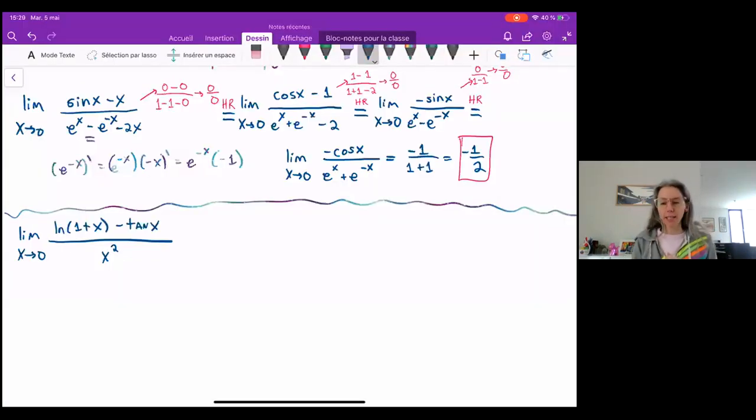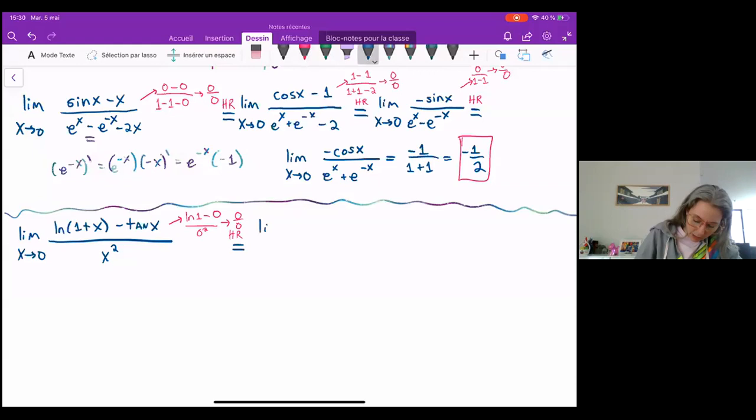Okay, for our next L'Hopital's rule 0 over 0 problem, we're going to do the limit as x approaches 0 of ln of 1 plus x minus tangent x divided by x squared. Same as before, the first thing we want to do is plug in. So I get ln 1 minus tangent of 0 over 0 squared, where guess what? Ln of 1 is also 0. So I do end up with 0 over 0. So I'm going to apply L'Hopital's rule.